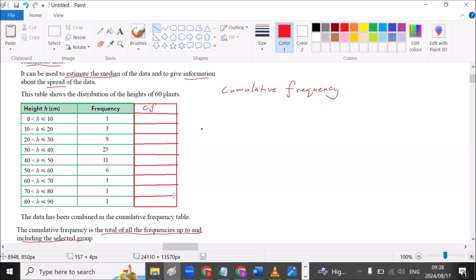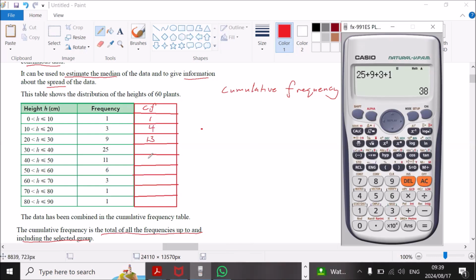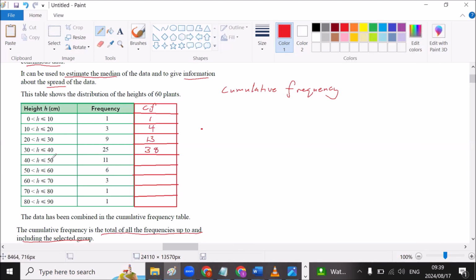So in this cumulative frequency column, 0 to 10 is 1. To 20, we add 3 and 1, and we get 4. The cumulative frequency up to 30 is 9 plus 3 plus 1, which is 13. The cumulative frequency up to 40 is 25 plus 9 plus 3 plus 1, which is 38. The cumulative frequency up to 50 is 11 plus 25 plus 9 plus 3 plus 1. So to make it easy, just say 38 plus 11, then you get the value there, which is 49.